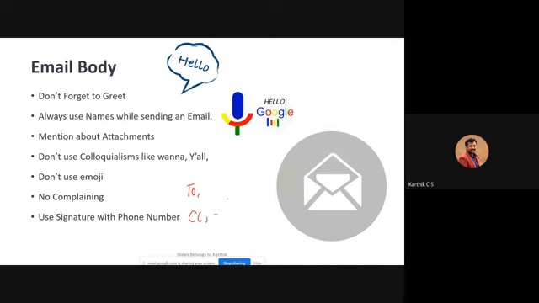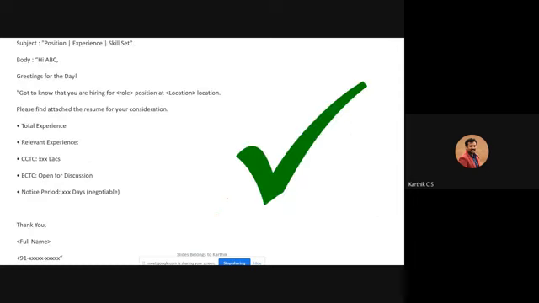For some examples, here is one email: position name, experience, skill set, greeting of the day, total experience, notice period, thank you, your full name and your phone number. This is how it should be mentioned. There is no sir or madam here. If you are sending to ABC, "Hi ABC." If you're sending to me, "Hi Karthik."